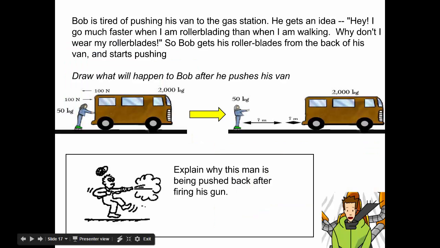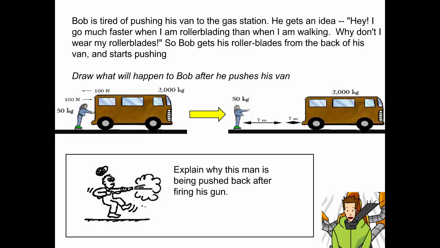Looking at the example problem, Bob is tired of pushing his van to the gas station. He has an idea, hey, it'll go a lot faster if I'm rollerblading than walking. Why don't I wear my rollerblades? So Bob gets into his rollerblades from the back of his van, starts pushing. When he pushes on the van with 100 newtons of force, what happens?